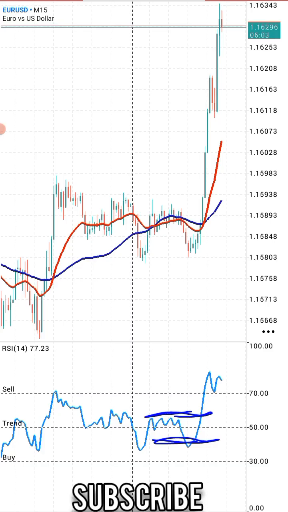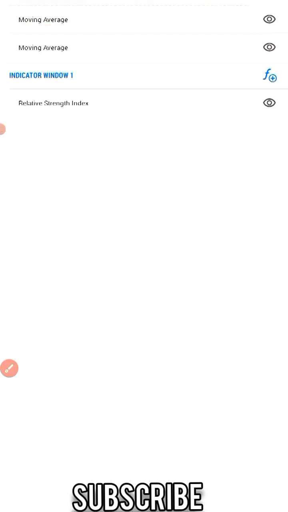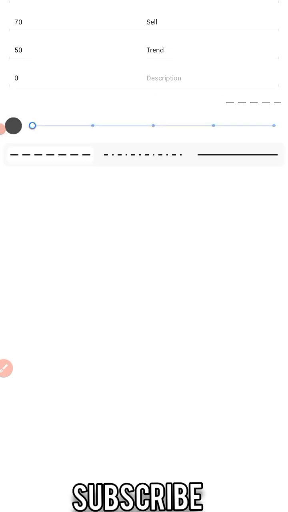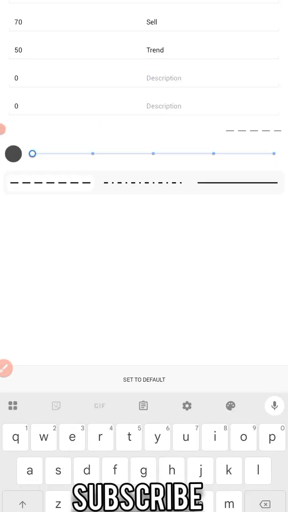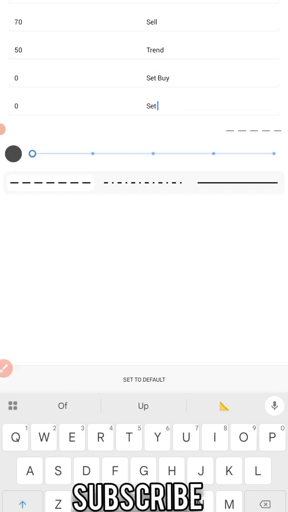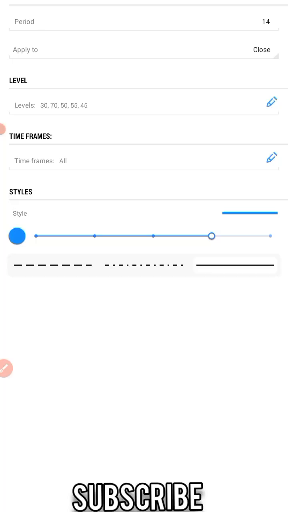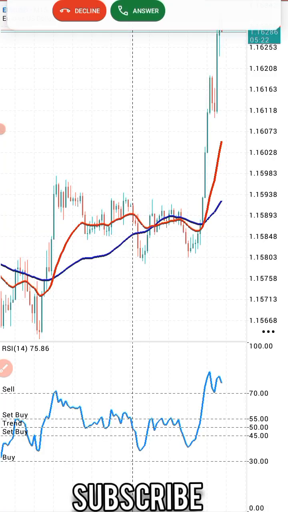Now we are going to add it. Now 55 and 45. 55. Let me set buy. Just follow me. 55, and then we have 45. We buy. We get it? We buy. Now set buy. Now look at it.